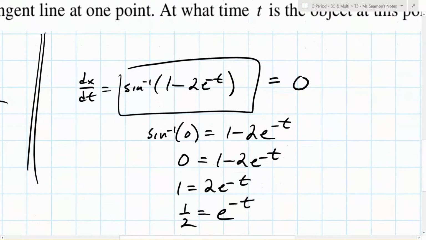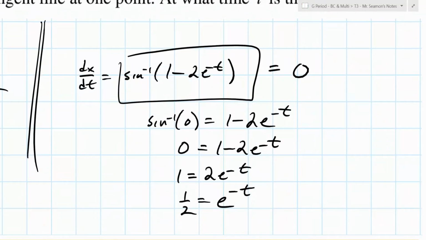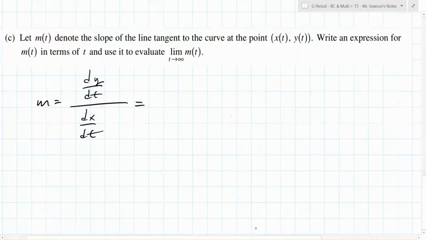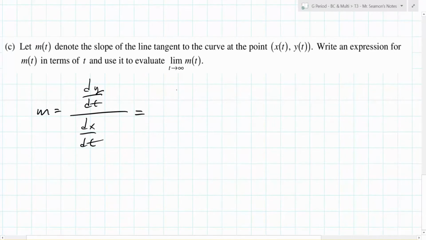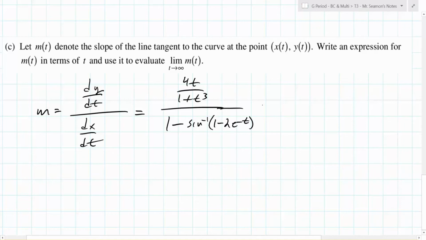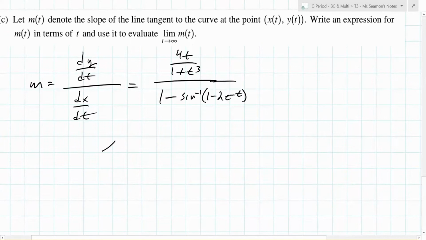You can do that one by hand, but here's the thing. When you see this, just do it on your calculator. Might be easier. What is dy/dt? t cubed, and this is over 1 minus what? Sine inverse of 1 minus 2e to the negative. Is that correct? So what is it asking you to do? It's asking you to do the limit as what? t goes to infinity. Oh, it's not 1 minus. I'd put an extra one in there. Thank you. Whoops.